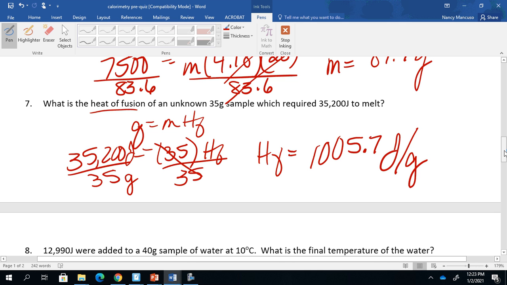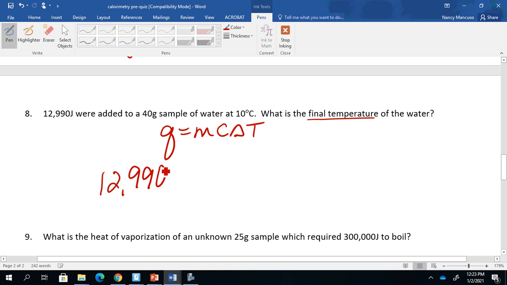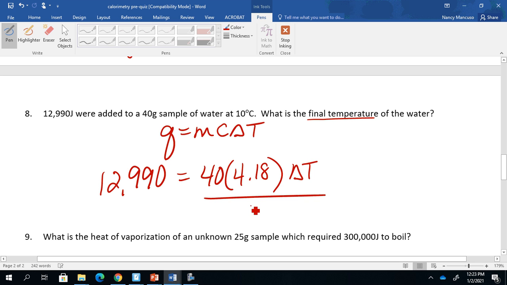All right, next question. 12,990 joules were added to a 40-gram sample of water at 10 degrees. What's the final temperature of the water? So if I have to find the final temperature, first I'm going to have to find the change in temperature. So here's my formula. 12,990 is equal to 40 times 4.18 times delta T. I'm multiplying 40 times 4.18, and I get 167.2.